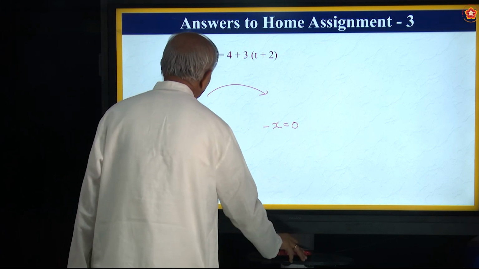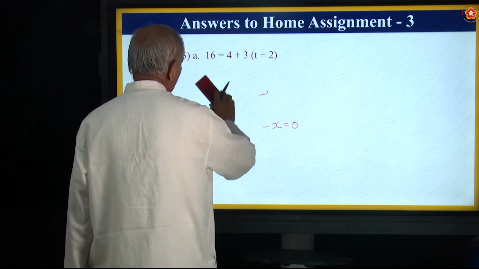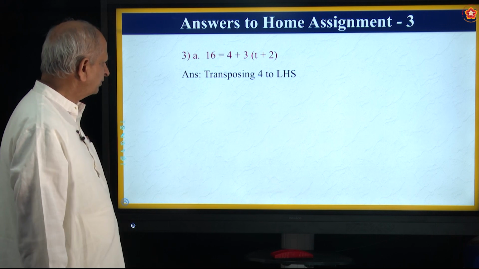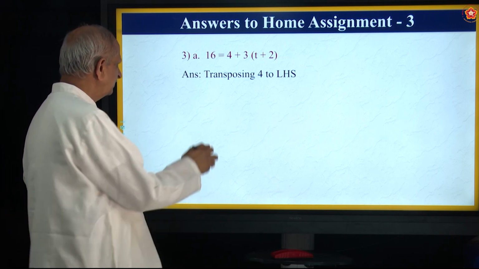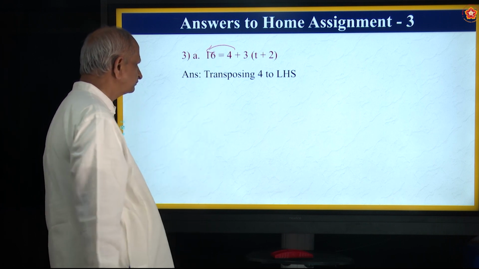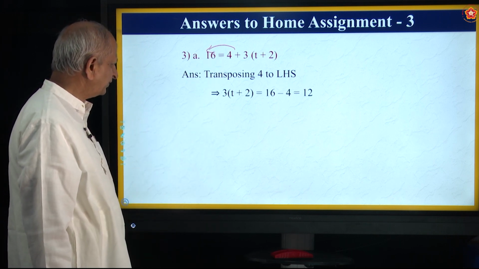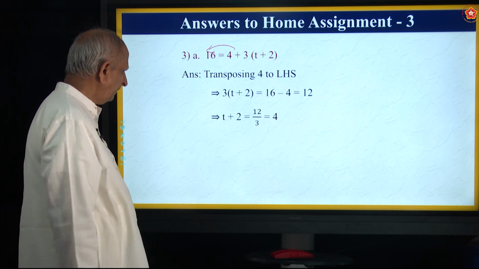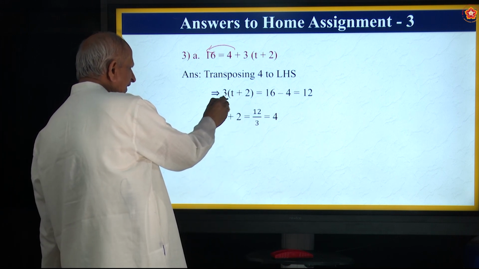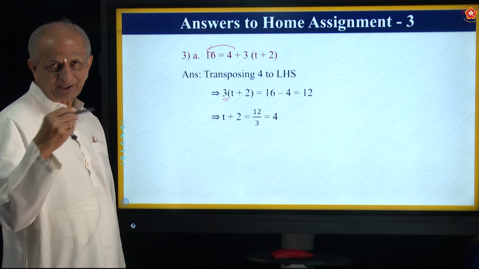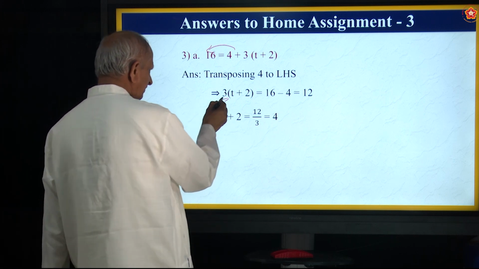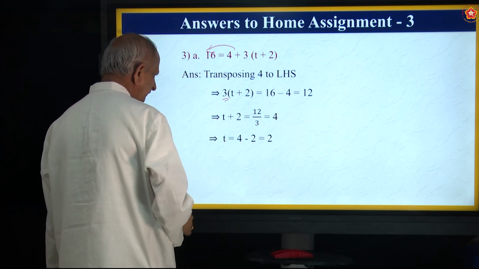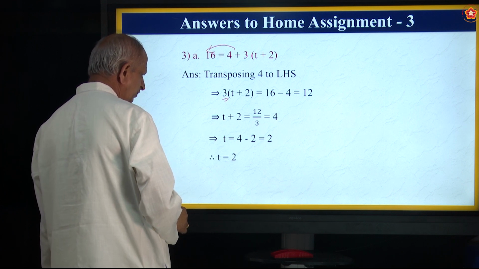Yeah, one more question. 16 is equal to 4 plus 3 into (t plus 2). So now first we will transfer that 4 to the left side. What do you get? 3 into (t plus 2) is equal to 16 minus 4, that equals 12. So t plus 2 becomes, see, 3 is multiplied here. 3 is to be brought to the right side. What happens? Multiplied, being brought to the right side, becomes divided by. So 12 by 3, that is 4. So t is equal to 4 minus 2, that is equal to 2.